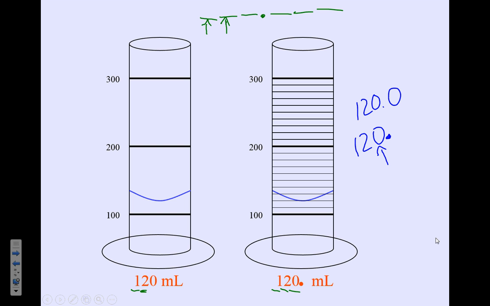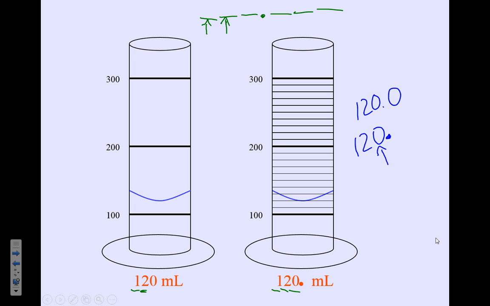So that little decimal point can help us tell that the measurement on the right was a better, more precise number than the one on the left. Because the one on the left is like 120 plus or minus 10, and the one on the right is like 120 plus or minus 1. It's a more precise measurement. It's not only more valid, but it's definitely more precise. And that's something we're going to end up looking at more tomorrow.